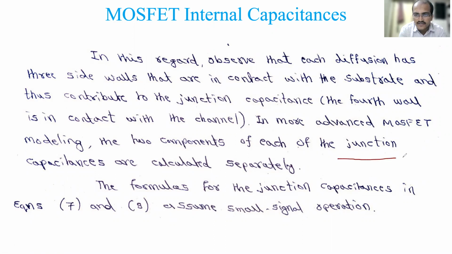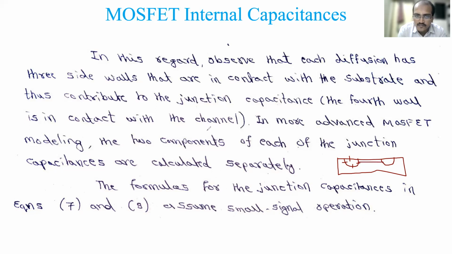This is how it is: the p-type substrate, in which you have formed the 2 n-plus diffusion regions. One is source, one is drain, so that's why we call them source diffusion and drain diffusion regions. Here, 3 sides of the walls are connected to the body, and the 4th wall is connected to the gate. The 4th wall is in contact with the channel. So the channel is here.